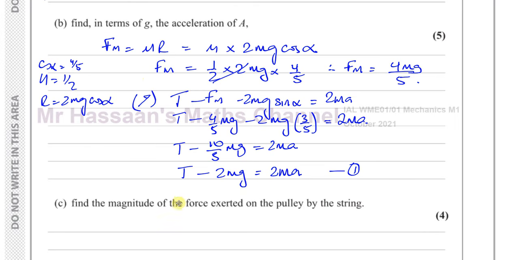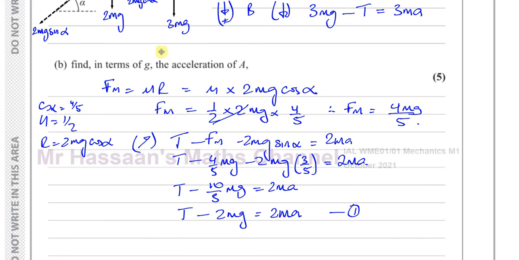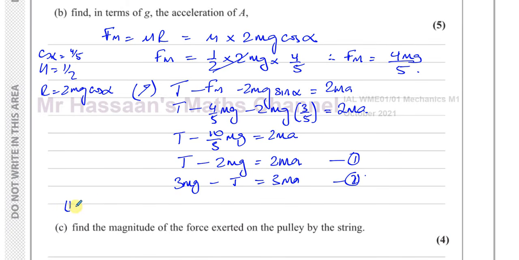And now I can see that there's another equation that I can use, which is this equation here, which is for B, which is 3 mg minus T equals 3ma. Now if I take these two equations and I add them together, equation 1 plus equation 2, what I'll be left with is an expression with acceleration. The T will cancel out, because I'll have T plus minus T, which is 0, minus 2 mg plus 3 mg, which is going to be 1 mg, and this will be 5 ma.